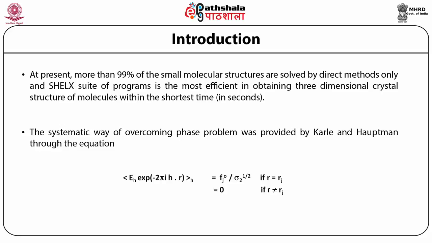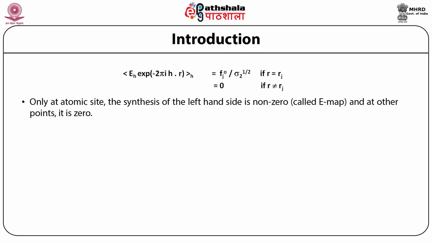So this map can be calculated if you know the amplitudes of the normalized structure factor, which can be obtained from the amplitude of the ordinary structure factors corresponding to spherical atoms. And only at atomic sites, the synthesis on the left-hand side is non-zero. At other points, it is 0.